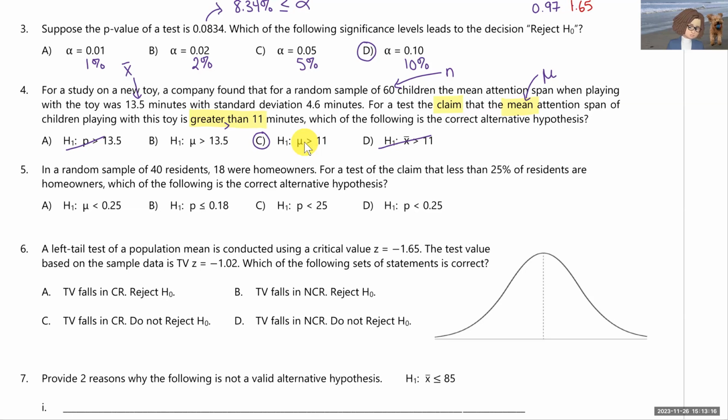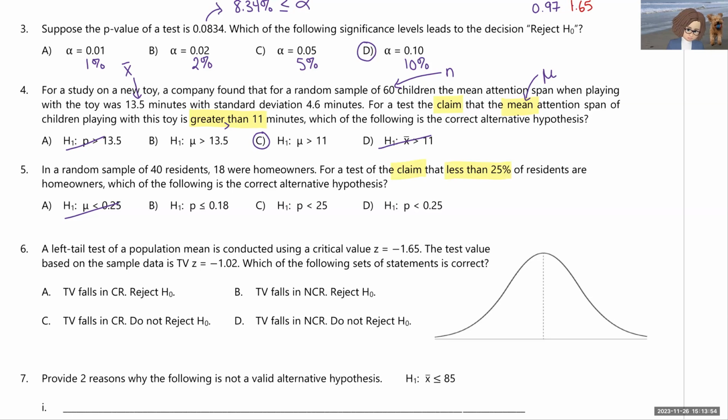All right, number 5. In a random sample of 40 residents, 18 were homeowners. For a test of the claim, I'm going to highlight again, looking for that claim. The claim is that less than 25% of residents are homeowners. Which of the following is the correct alternative hypothesis? All right, so the claim here is about a percentage or proportion. So we know that we're going to cross out anything to do here with means. We're not studying means.